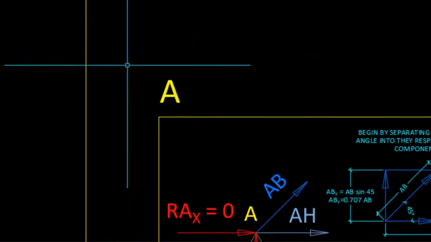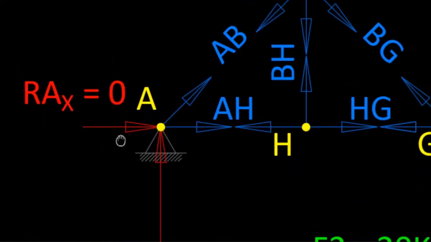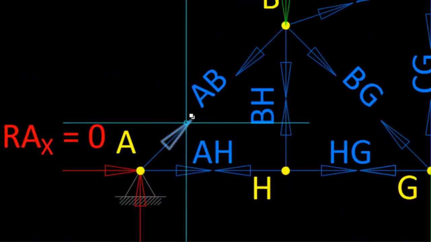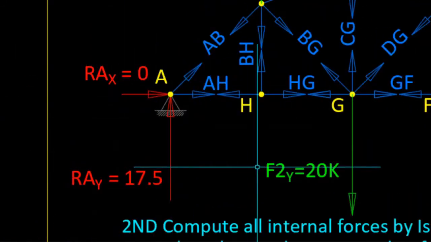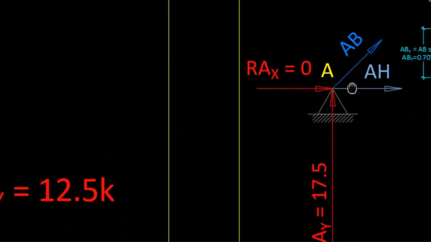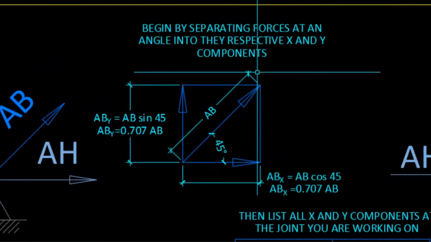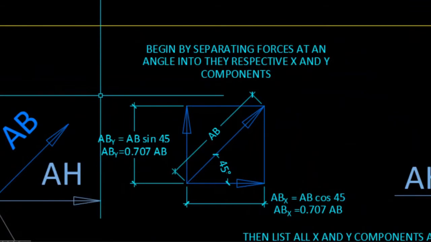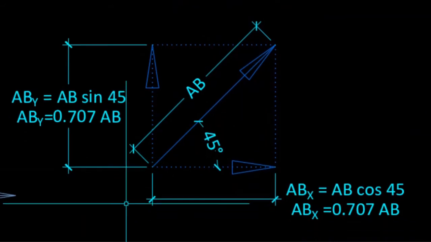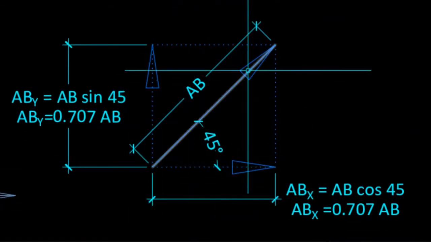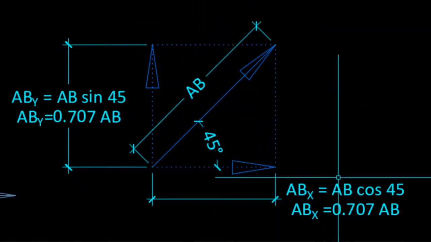So for example, first we will analyze the free body diagram created at point A. At point A, we have the force members AB, AH, and of course the reactions that are already known, sketched here, or copied over, more so. We begin by separating the forces that are at an angle into their respective x and y components. In our first example, we find that member force AB is inclined at 45 degrees from the horizontal.